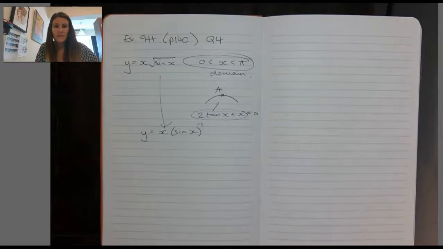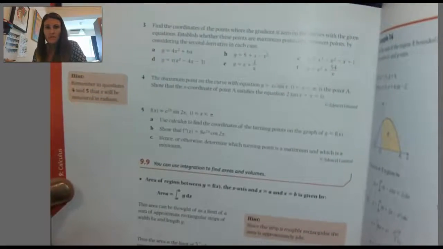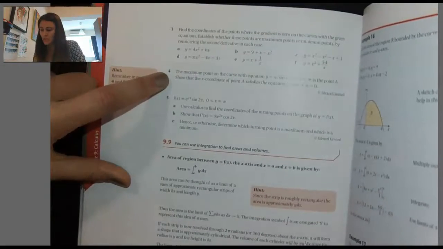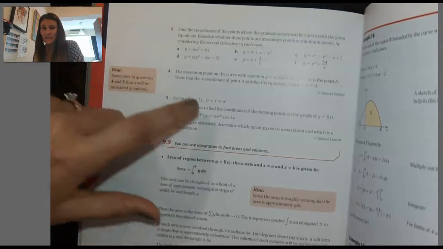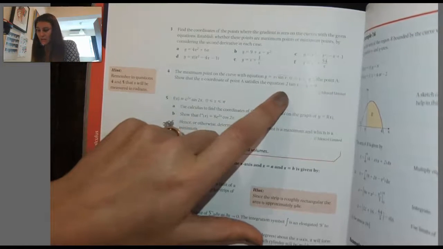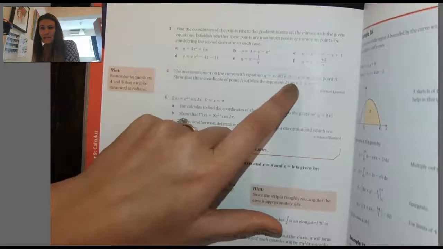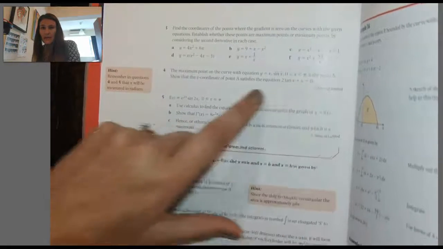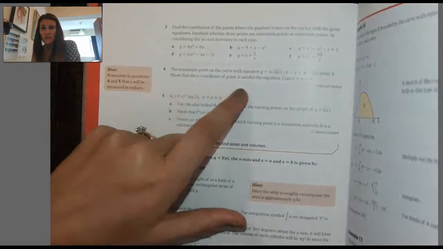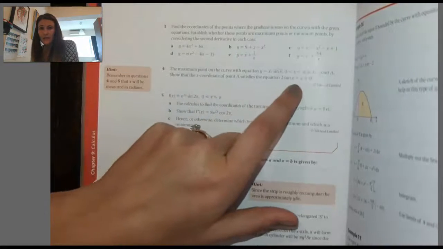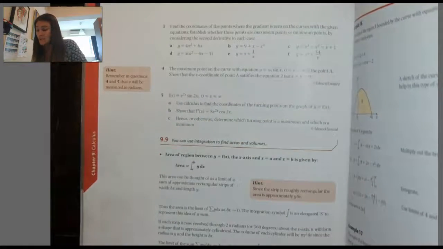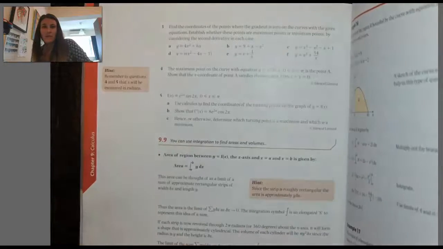Alright, so I'm just here going through question 4 of exercise 9H, which is this one. The maximum point on the curve with equation y equals x root sine x, where x is between 0 and pi, is the point A. Show that the x-coordinate of point A satisfies the equation 2 tan x plus x equals 0. So this is an exam question. You can tell by that bit.